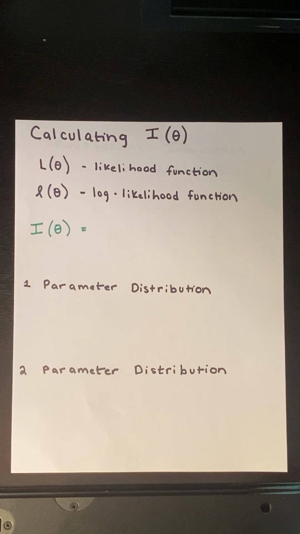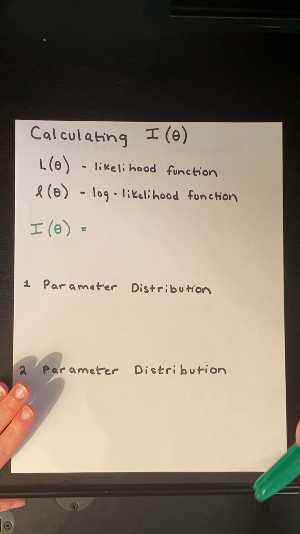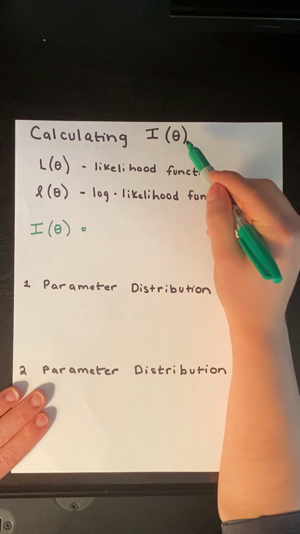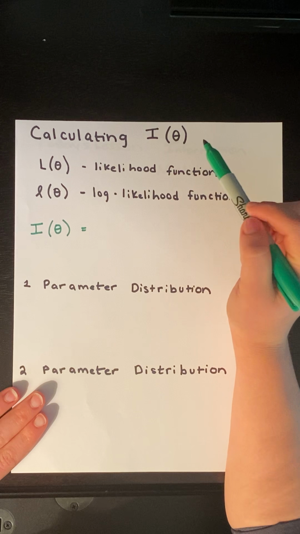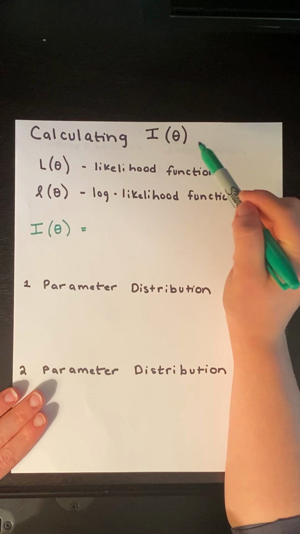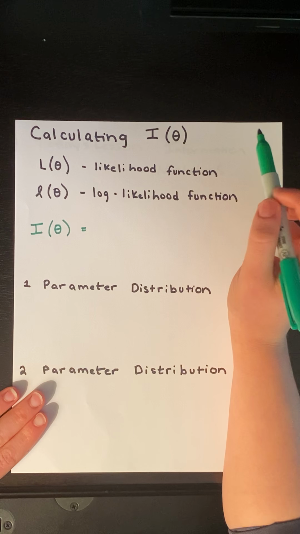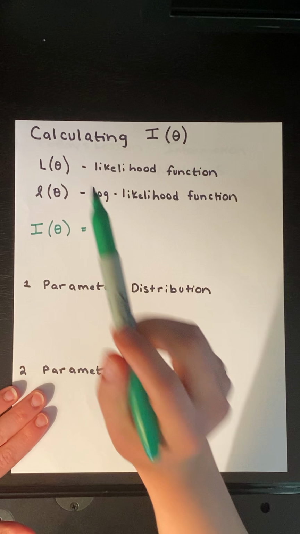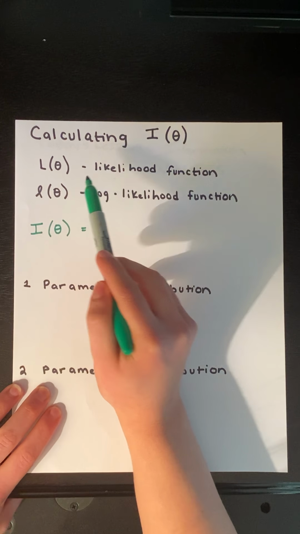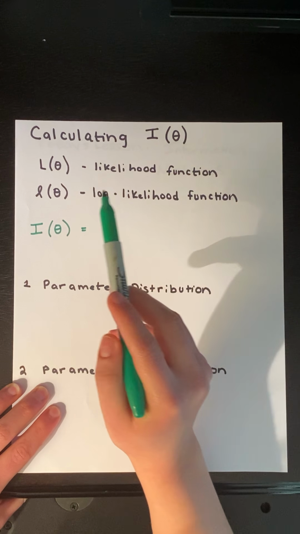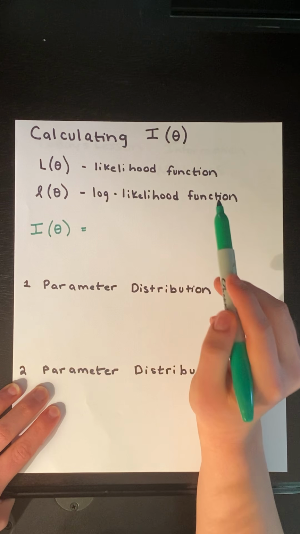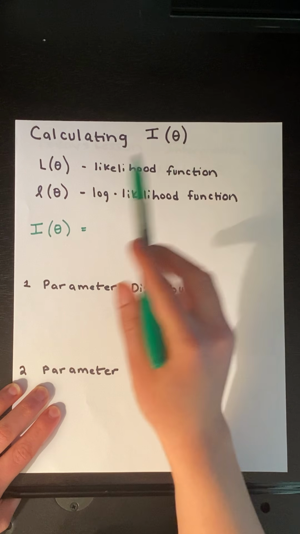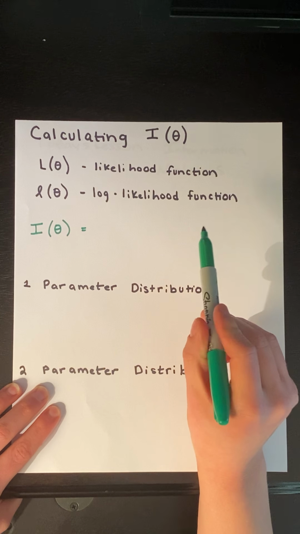Like I said, we will be calculating an information matrix, which is denoted by I of theta, where theta is the parameter that we have previously been estimating using MLE. So just to go back and review a little bit, L of theta, that will be our likelihood function, and little l of theta, that is our log likelihood function. Both can be found using MLE.